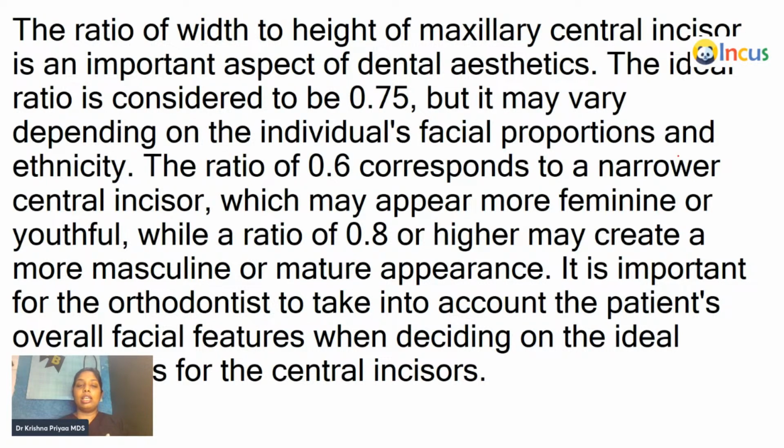For example, if you have a dolichocephalic or long face patient, they will tend to have a longer and narrower central incisor. But when you take a brachycephalic, that is a wide-angled and wide chubby face, then they would tend to have a wider tooth, wherein their ratio would be somewhere around 0.8, but in the first condition it will be around 0.6. So it also depends on the facial type of the person as well as the tooth shape and size.